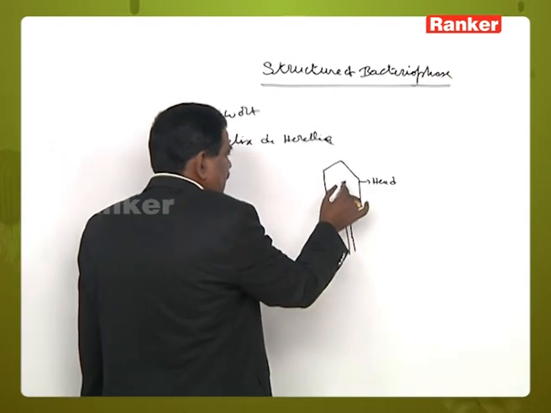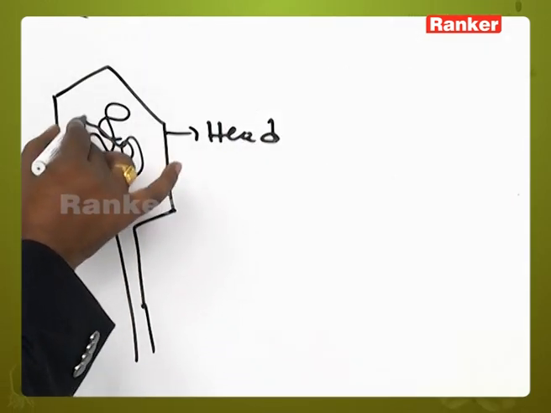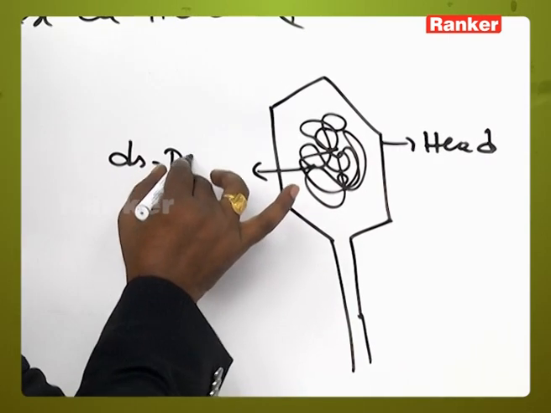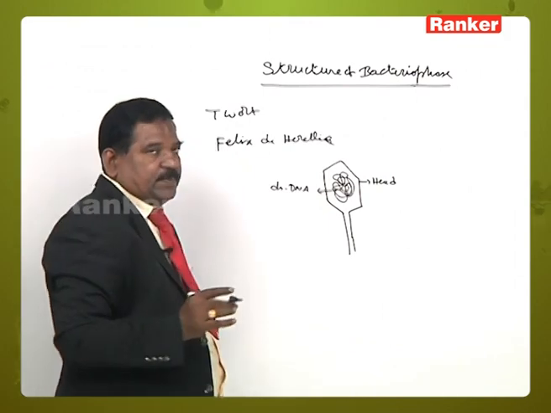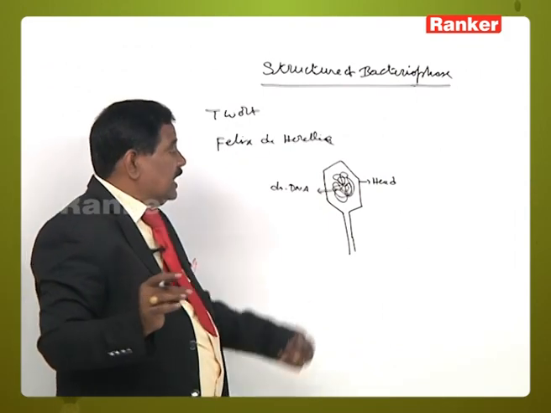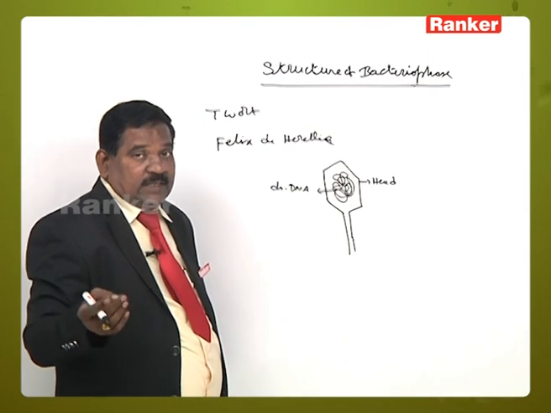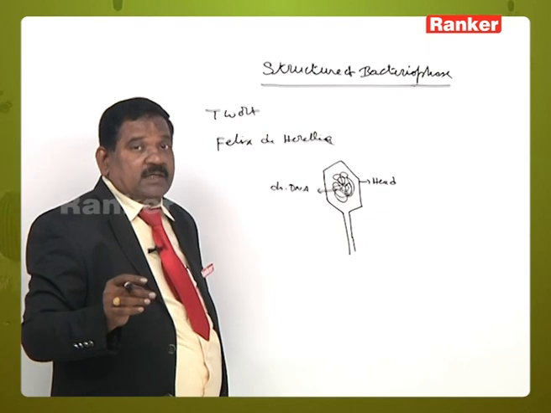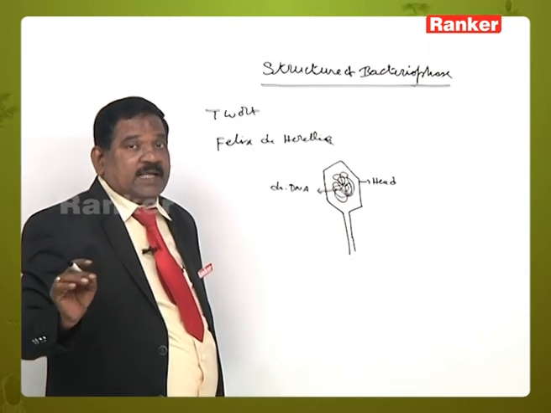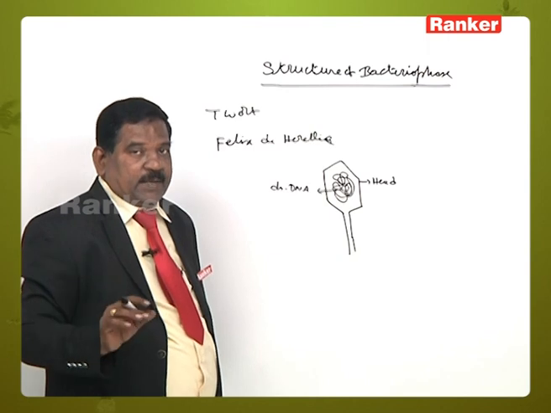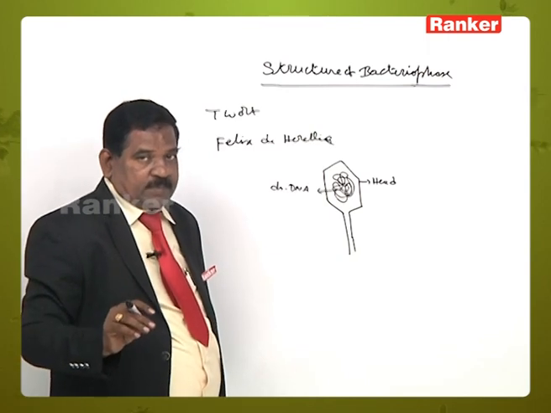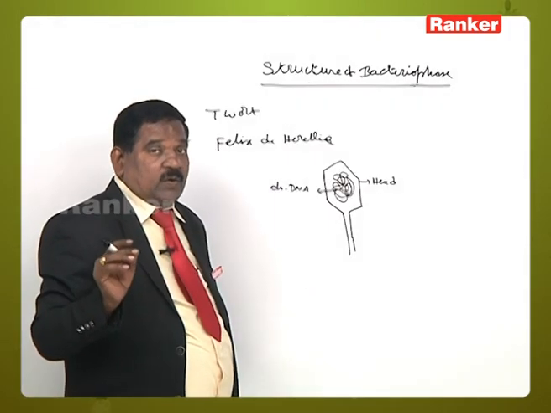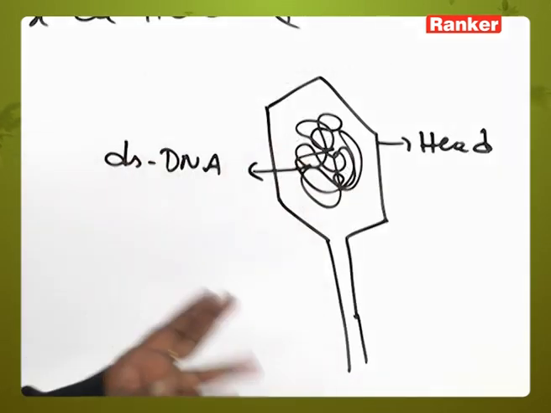Inside the head, double-stranded DNA is present. The length of the DNA is 1000 times greater than the length of the virus, which means the DNA is very long, so it is folded many times.